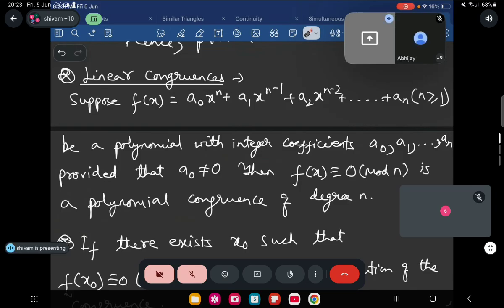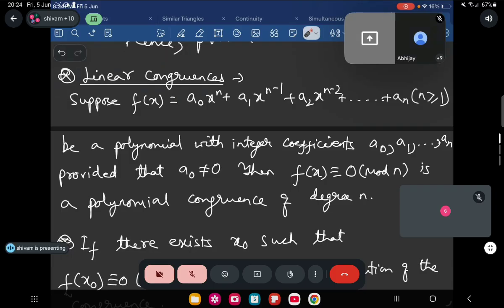Suppose f of x is a polynomial. This is how we denote a polynomial, f of x. Understood? And why do we denote it like this? See, f of x works like a machine, where x is the input and f of x is the output. Understood? For example, f of x equal to x square plus 1.